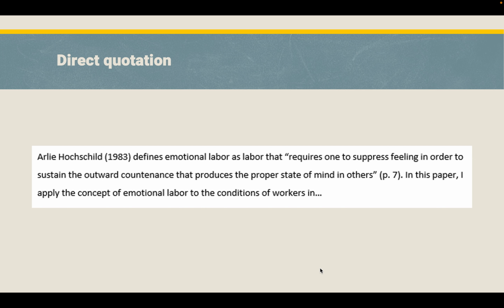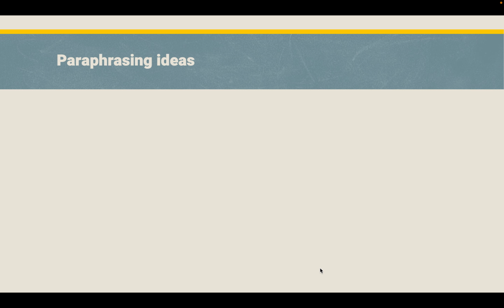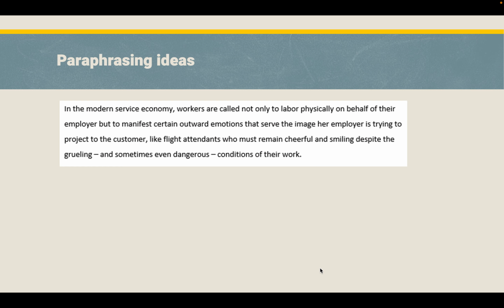So in that case, a better strategy would be to try to paraphrase what the author says, using my own words to define emotional labor. So something like this. In the modern service economy, workers are called not only to labor physically on behalf of their employer, but to manifest certain outward emotions that serve the image her employer is trying to project to the customer, like flight attendants who must remain cheerful and smiling despite the grueling, sometimes even dangerous conditions of their work.